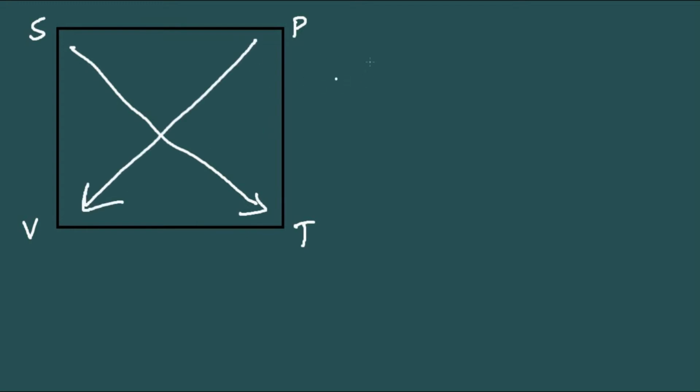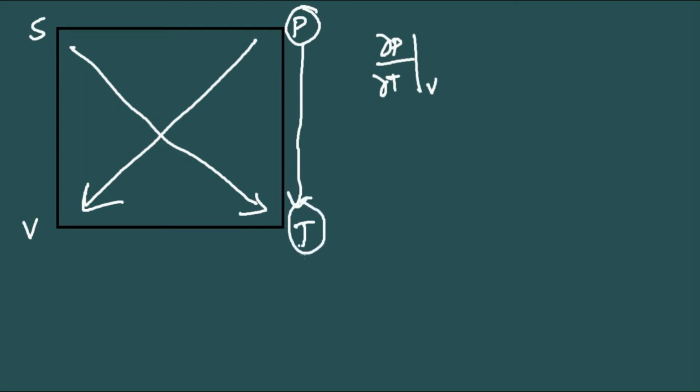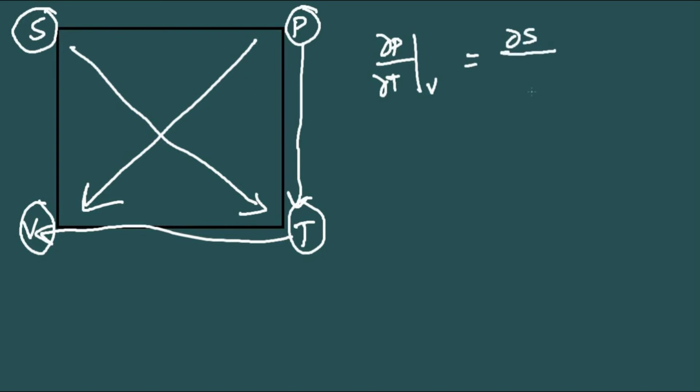So for the first Maxwell's relation, what I have is del P del T at constant volume. So I am going from P to T at constant volume. So this is the left hand side of the equation. To write the right hand side of the equation, I will travel the opposite side. That is, I started from P, now I will start from S to the opposite side. So del S del V at constant temperature.